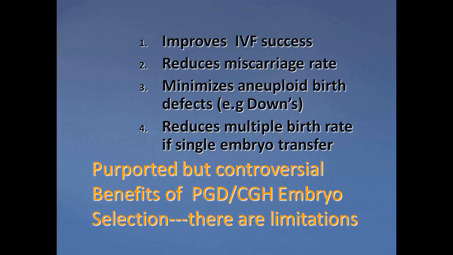But the reducing of multiple pregnancy is probably a legitimate thing if you do a single embryo transfer. But of course, the probability of birth itself is going to be reduced when you put a single embryo in versus two embryos, but nonetheless, that is probably a legitimate point. And certainly for gender selection, I think there's really no controversy that PGD is the optimal method, and really is the only method that exists that's accurate these days.